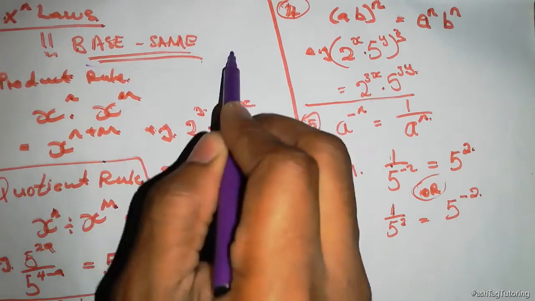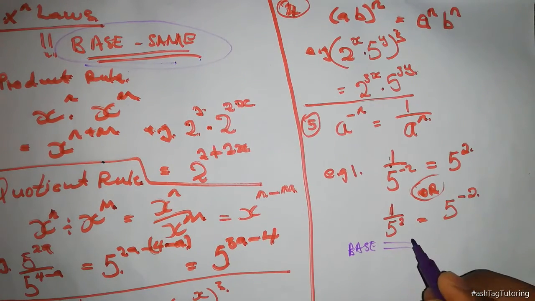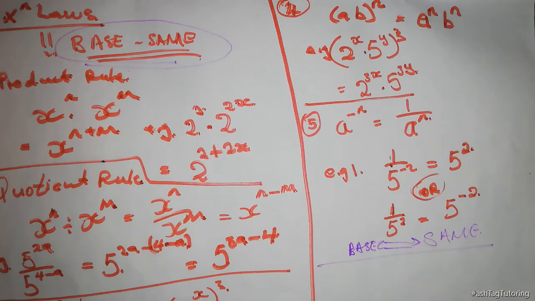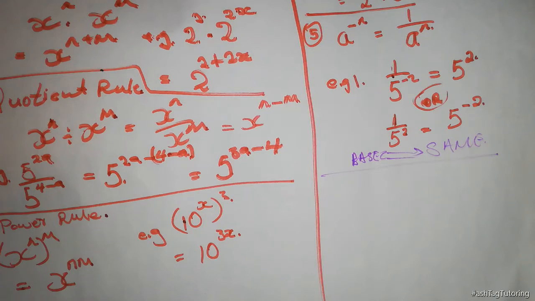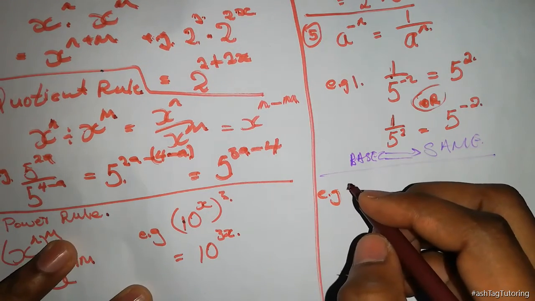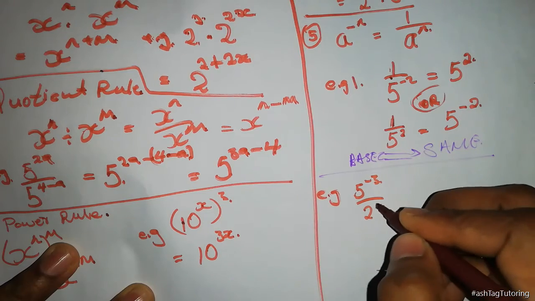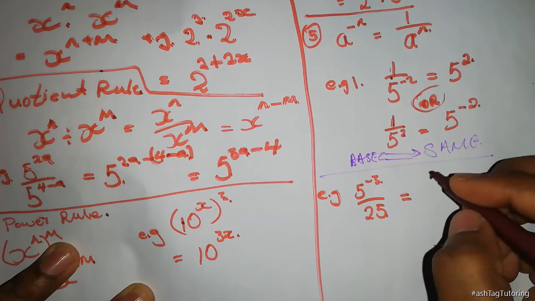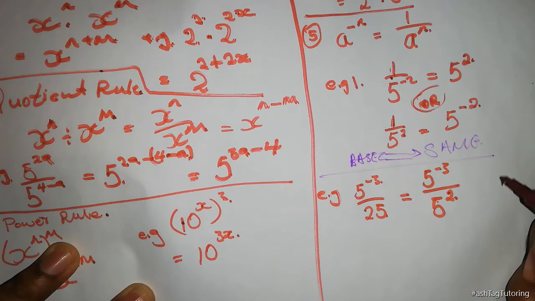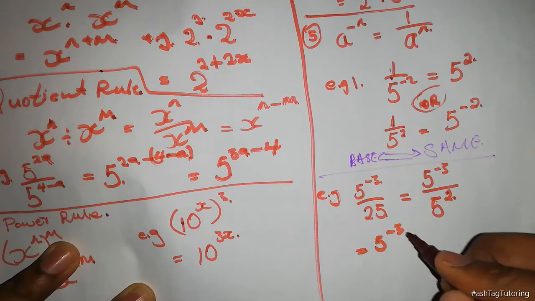Okay? Most important thing, again, is that your bases must always be the same for these rules to apply. Okay, let's go to an example. When you have 5 to the exponent of negative 3 over 25, it's important to make 25 the same base as what you have above so that you can be able to apply the rules.